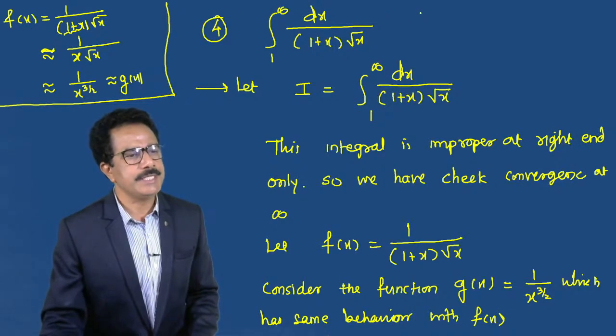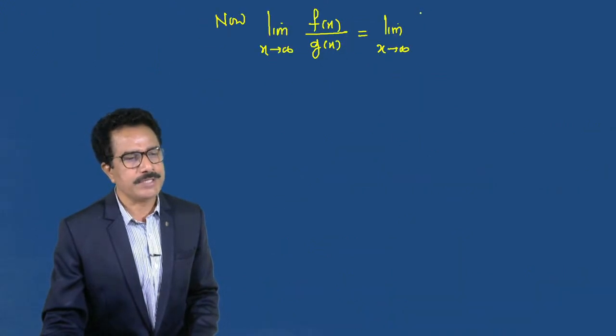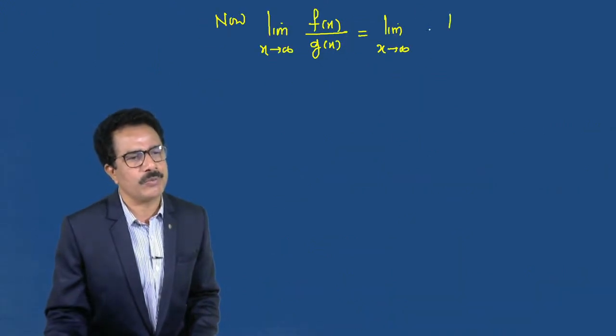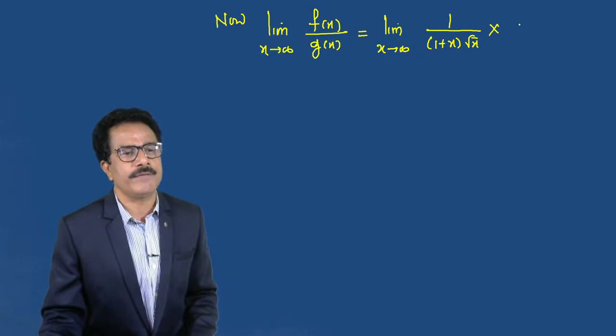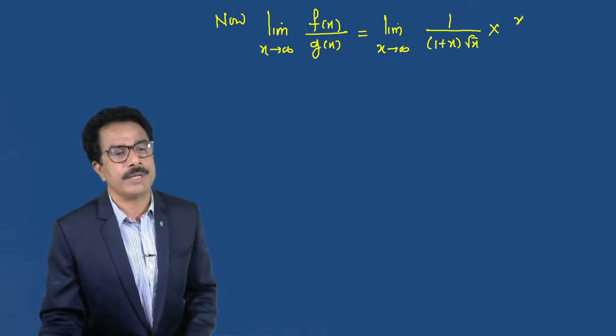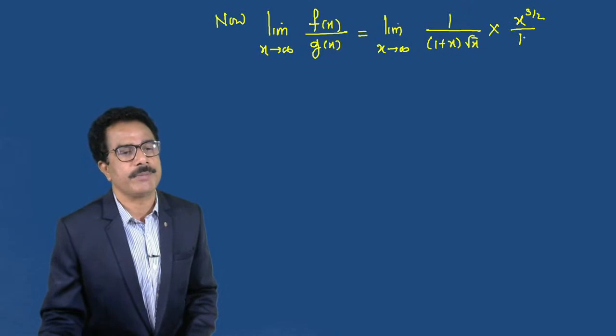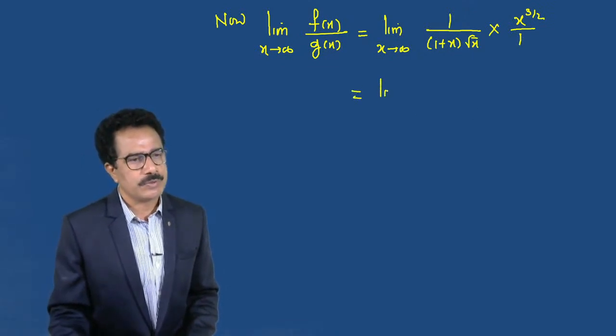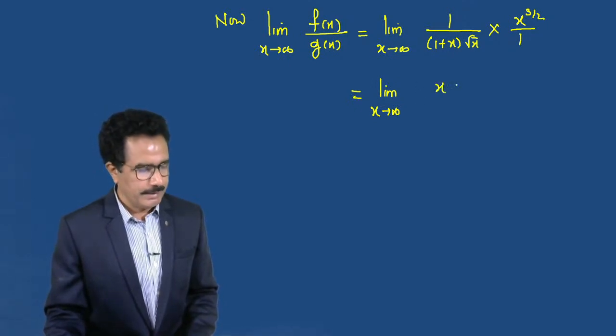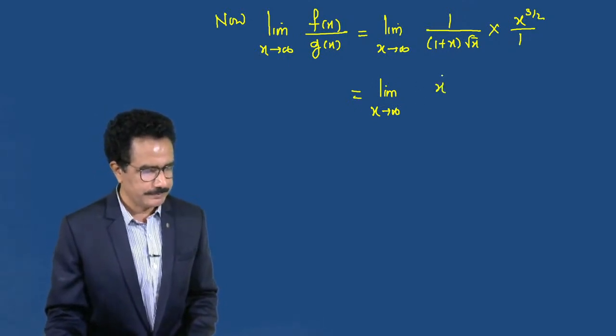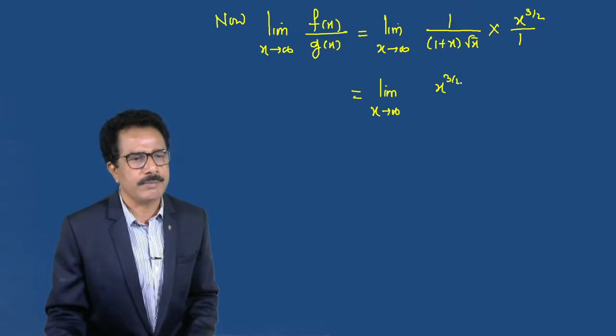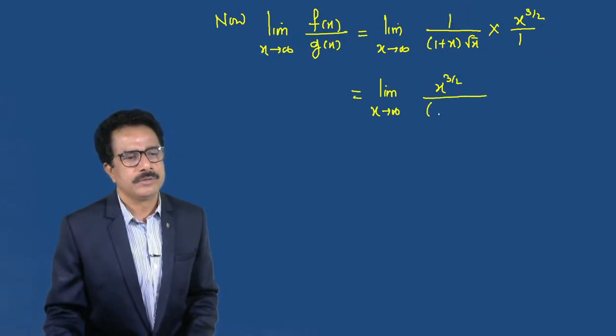The second value is f of x divided by g of x, meaning f of x is 1 upon 1 plus x into root x, and g of x is 1 upon x raised to 3 by 2. So we can write x raised to 3 by 2 upon 1 plus x into root x, limit x tends to infinity.